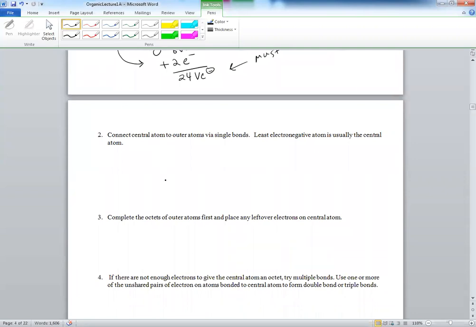The next rule says connect the central atom to the outer atoms via single bonds. So we have CO3 minus 2. Generally, the least electronegative atom, carbon, we're going to get to electronegativity in a second, or what's written first, is your central atom. So in this case, we have C, and we're going to connect the C to the 3 oxygens via single bonds. So if you notice here, these are all single bonds.